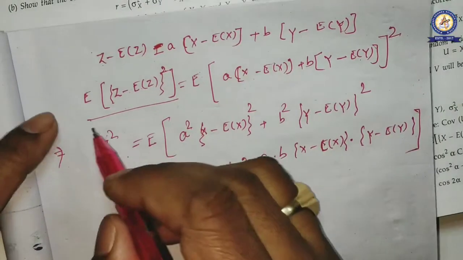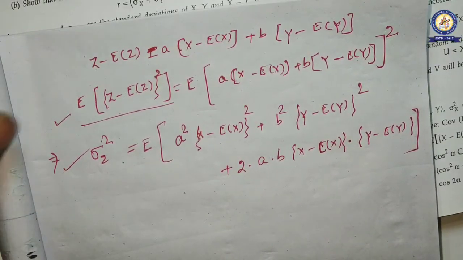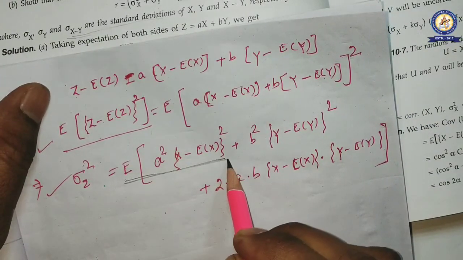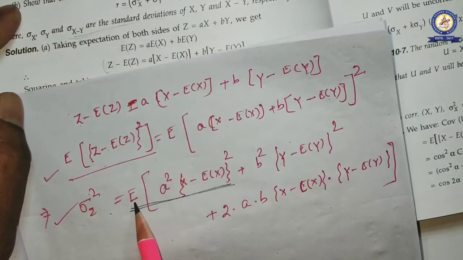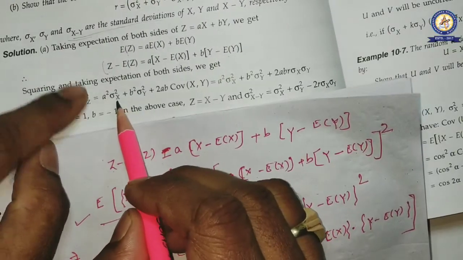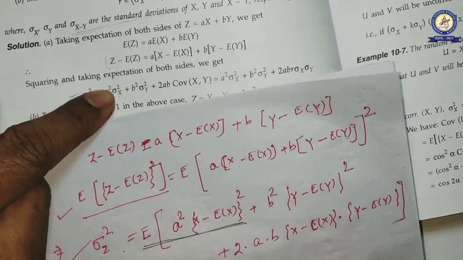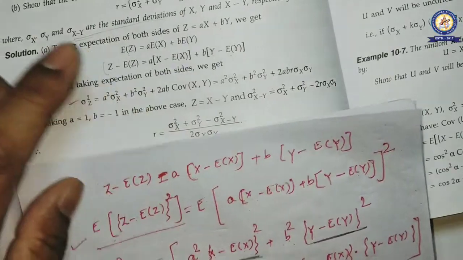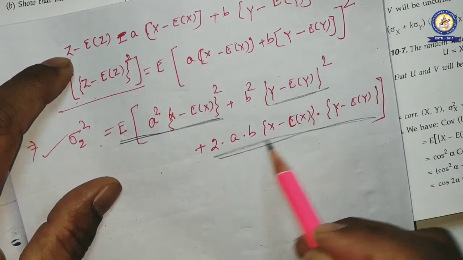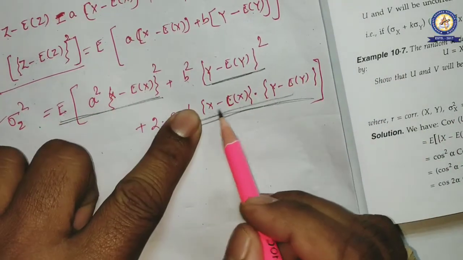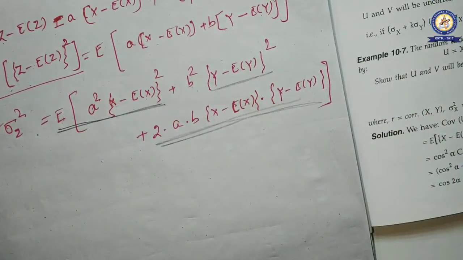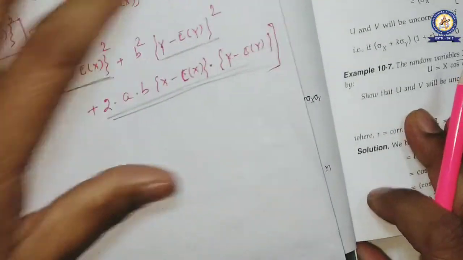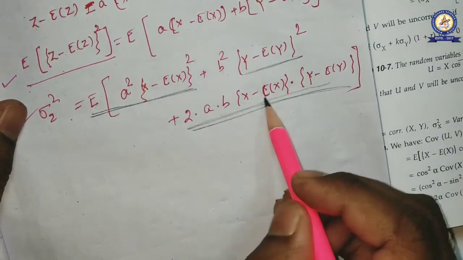So these two steps you have to write down, then you have to write this one. Here you can see expectation of this one is nothing but a square sigma x square, since expectation of x minus expectation of x whole square is sigma x square. And expectation of b square into this much is b square into sigma y square. And expectation of x minus expectation of x into y minus expectation of y, as we just discussed in our previous question, is nothing but covariance of xy. So here we are going to get plus 2ab into covariance of xy.